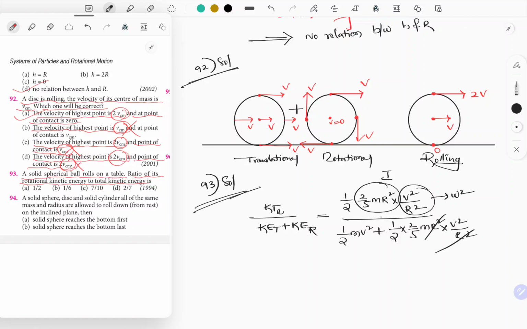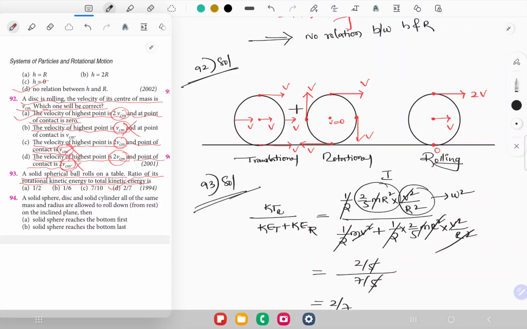R square will get cancelled. mv square will get cancelled. 1 by 2 will get cancelled. So it is going to be 2 by 5 in the numerator and, no, 7 by 5 in the denominator. So 5 will get cancelled. Answer is going to be 2 by 7, or 2 is to 7. 2 by 7 is the answer. Option D is the correct answer.